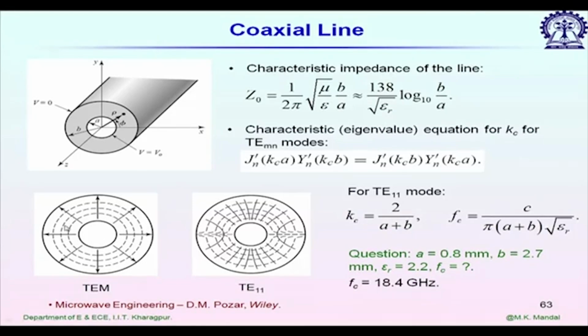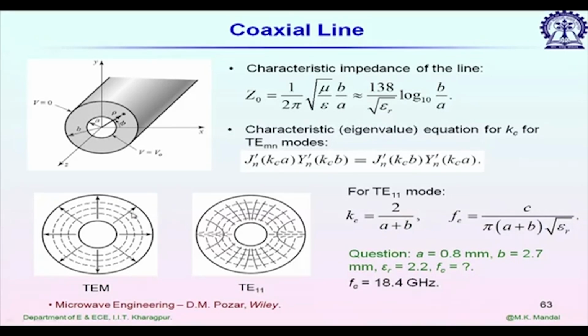The characteristic impedance, the closed form formula is given here. Z naught is equal to 1 by twice pi root of mu by epsilon into ln B by A. B and A, they are radii, and epsilon is the permittivity of the dielectric which is used inside. So, approximately this is equal to 138 by root epsilon r log base 10 B by A. For most of the dielectric, we can consider mu equal to mu naught.